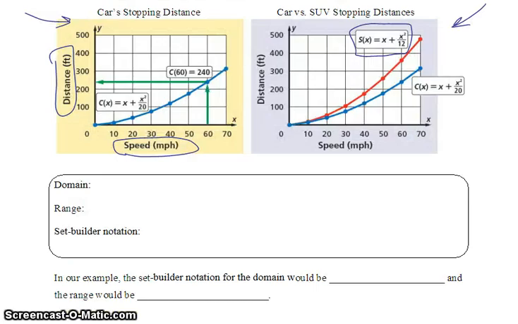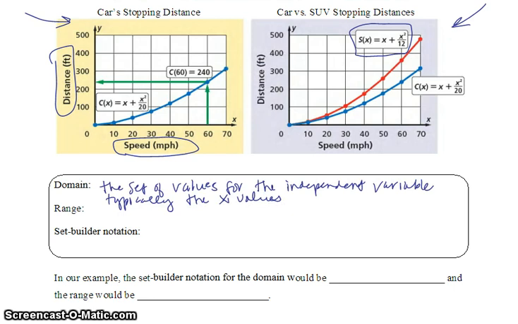Okay, let's talk about domain and range and set builder notation. Some more vocab words for this lesson. If we look at domain, we can compare it to the graph. The domain is the set of values for the independent variable, and that's typically the x values. So the domain for that car stopping distance graph would be the speed. That would be the x values.